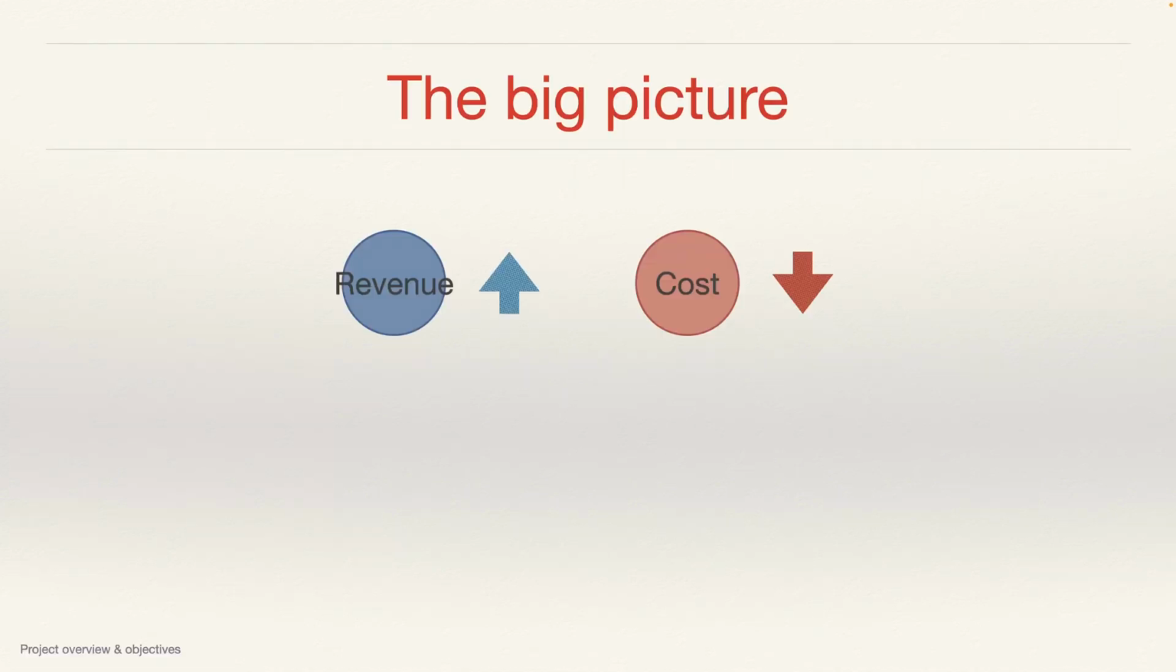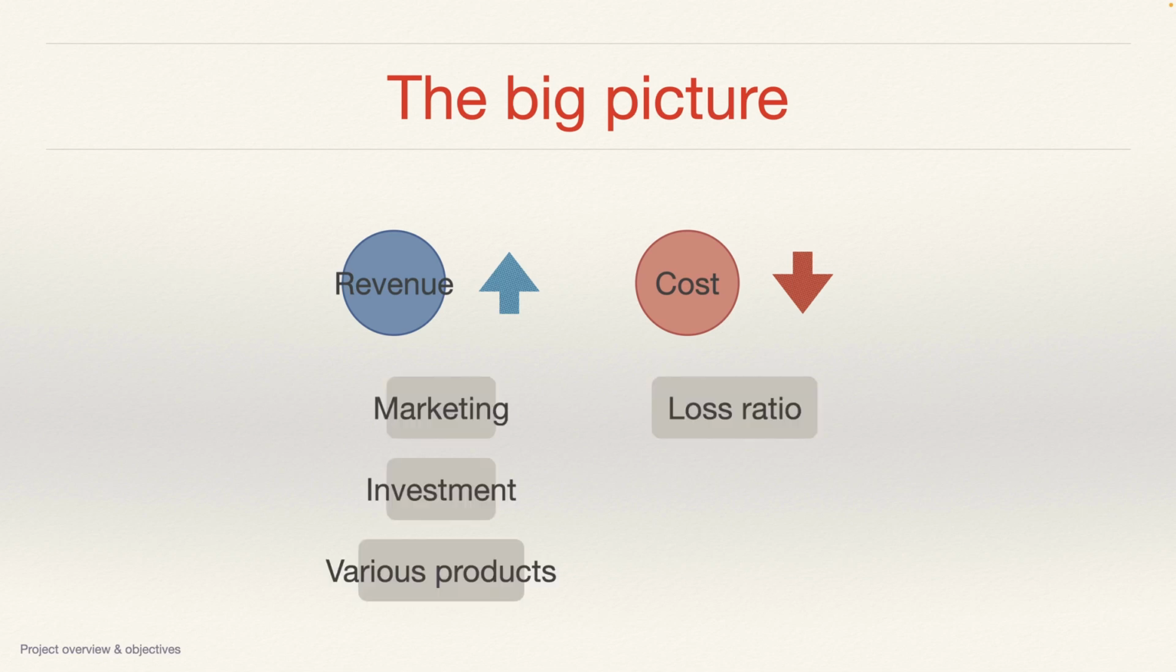So for this session, I'll use an insurance company as an example. Like any business, insurance companies have two main goals: increasing revenue and reducing costs. So every company strives to maximize profit, and insurance companies are no different. On the revenue side, insurers typically focus on three areas: marketing, investment, and product diversification.